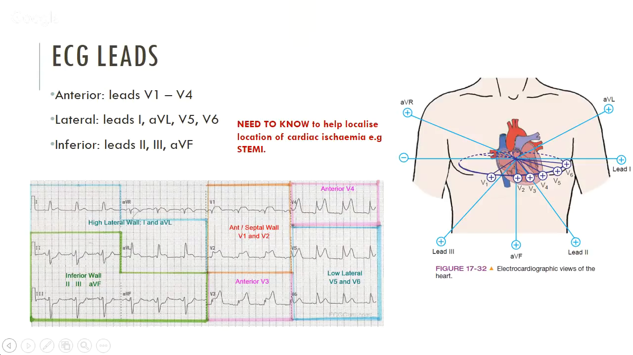A good way of remembering is actually looking at the ECG slide. The inferior tends to be the bottom of the ECG, so remember that's inferior. The lateral tends to be on the sides, and V1 to V4 is anterior. That's one way of remembering, and also remembering the axis as well.